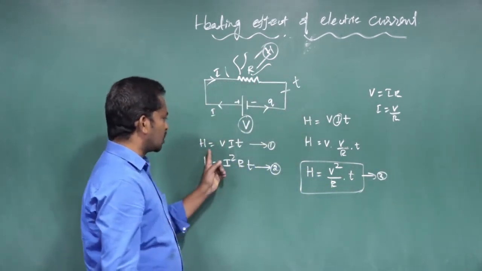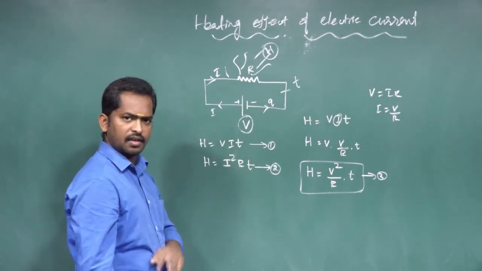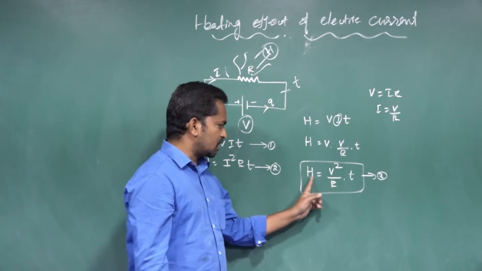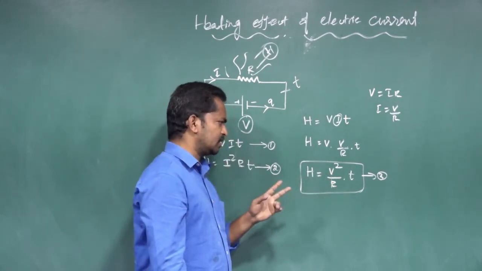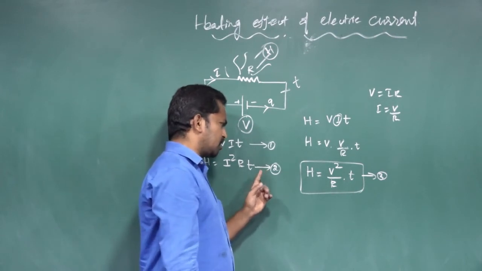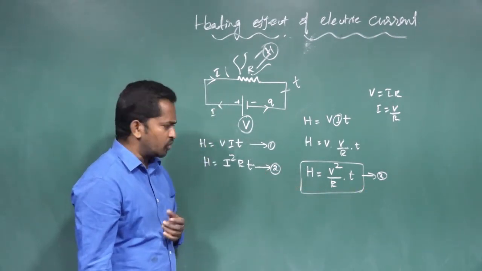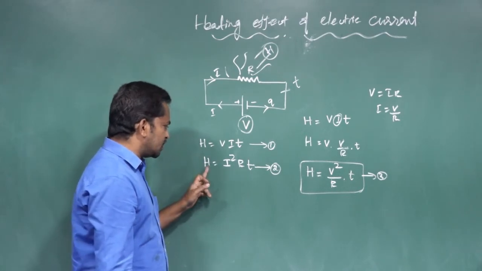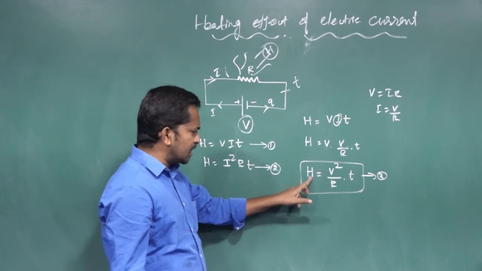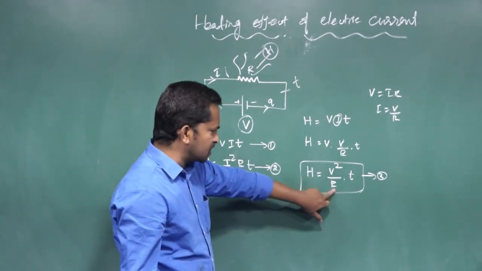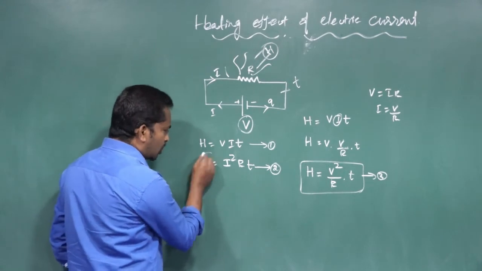So H is equal to VIT, first equation. H is equal to I square RT, second equation. Third equation, H is equal to V square divided by R into T. There is a controversy here between equations 2 and 3. See, heat energy is directly proportional to resistance from equation 2. Heat energy is inversely proportional to resistance, equation number 3. It is very important.